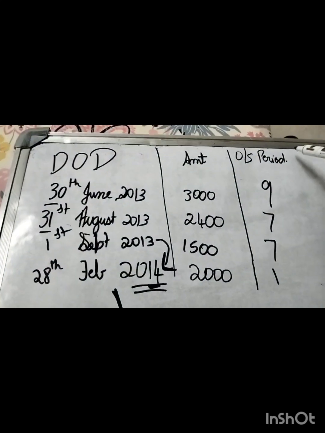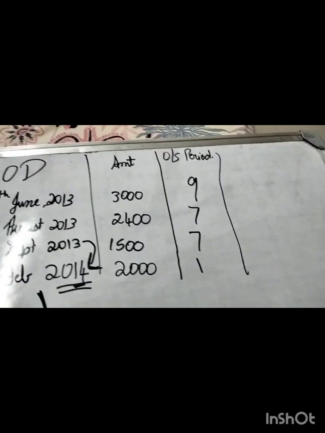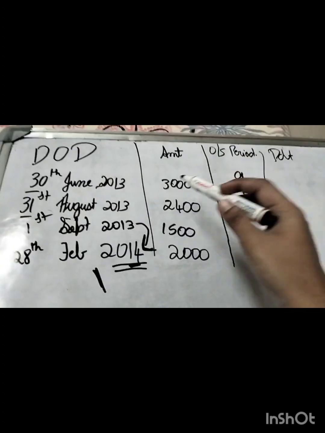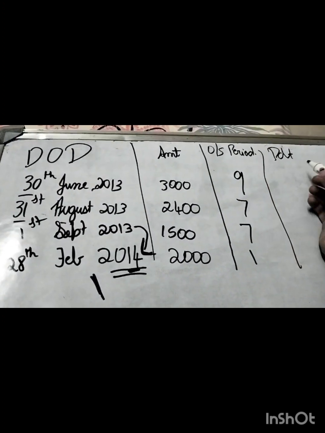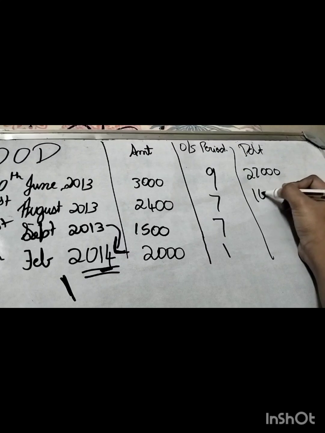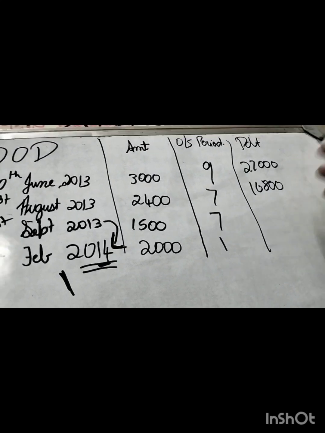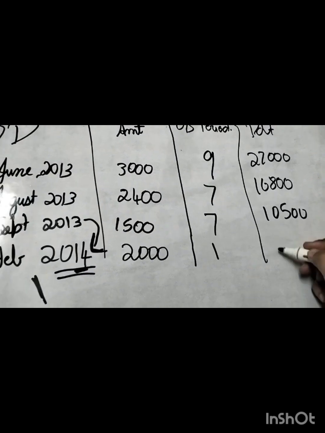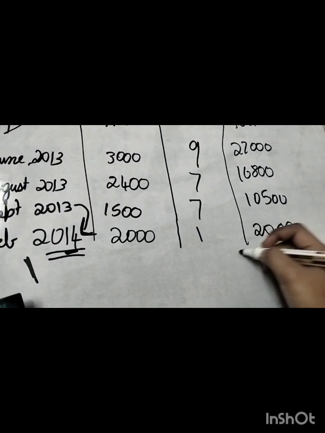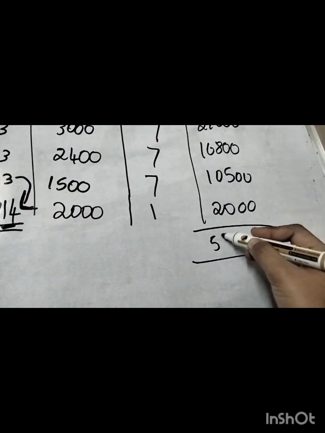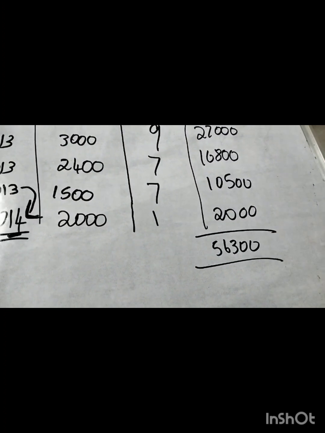So yeah, next column is product. So you multiply the amount with the outstanding period. So that's 27,000, 16,800, 10,500, and 2,000. The next step, you total everything up. The total is going to be 56,300.